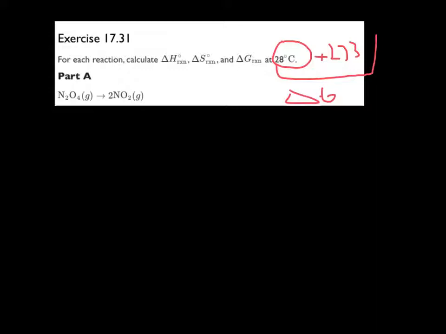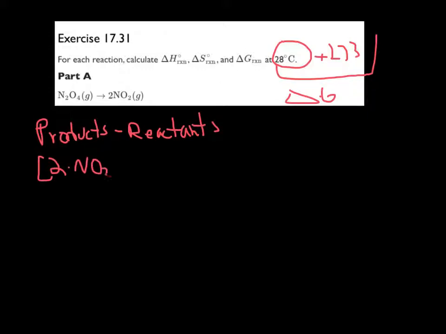Anywho, we all know how to solve for the delta H. Remember, it's products minus reactants, right? So let's do that. We have the bracket 2 times NO2 gas minus N2O4 gas.